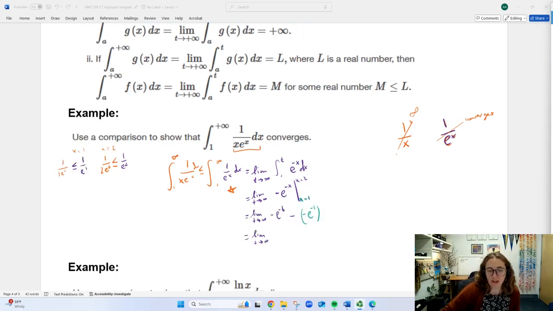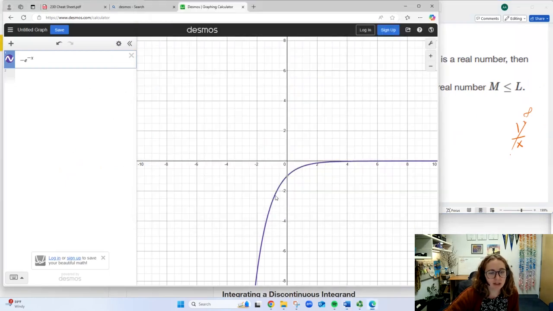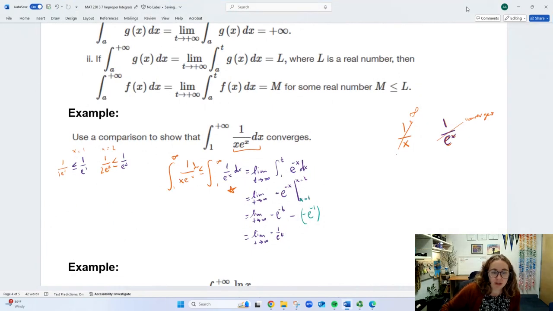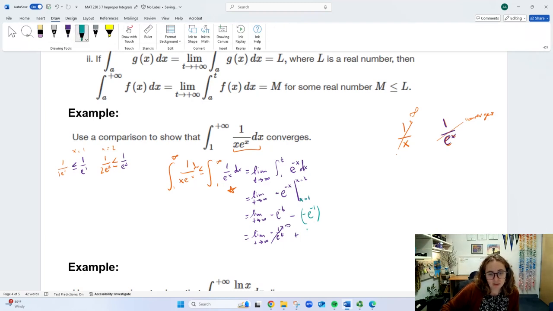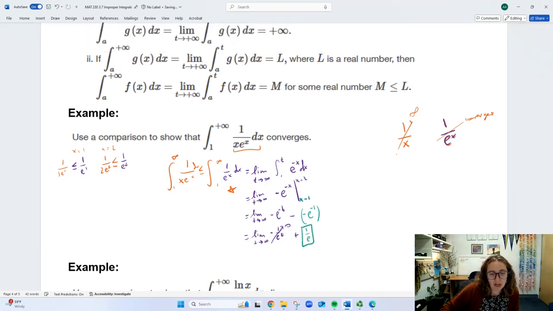So my first part is negative 1 over e to the t, and if I look at t approaching infinity, it's the same thing that happens in this graph right here. As it's approaching infinity, this is actually approaching 0. So this chunk is going to be approaching 0, and then I'll have a plus, because I have 2 negatives, 1 over e. That is what this is going to be approaching, so it does converge, which means that anything less than it, this function right here, also converges.